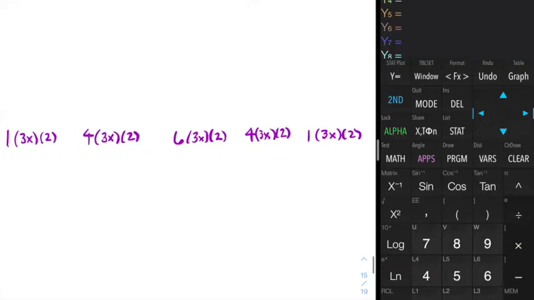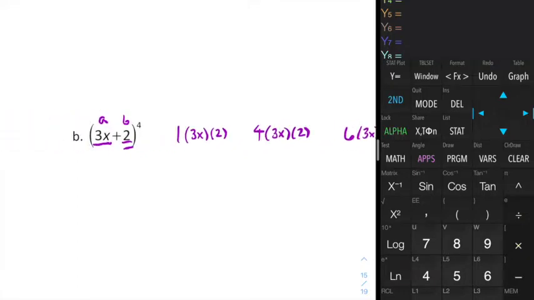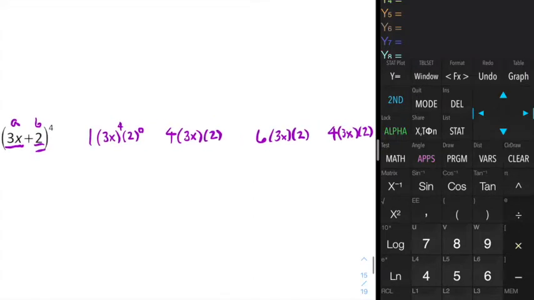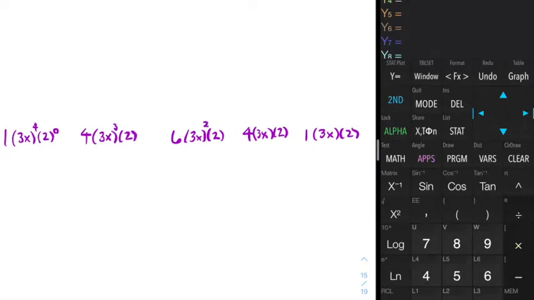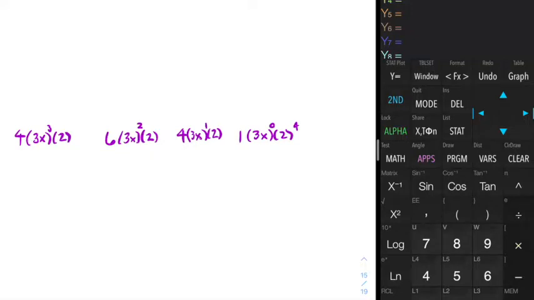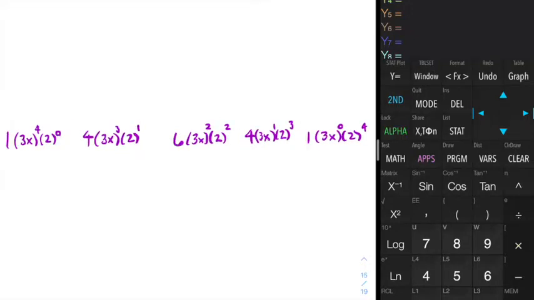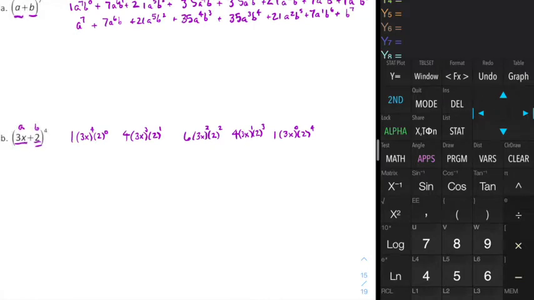Now these are the things that are going to have your powers, and they have to add up to 4. Your first power will be 4, your second power will be 0, and these will always add up to 4. So you go 4, 3, 2, 1, and then 0, and then again 4, 3, 2, 1, 0. Right now we have pluses in between them, everything will be positive. Then we're going to simplify these down.